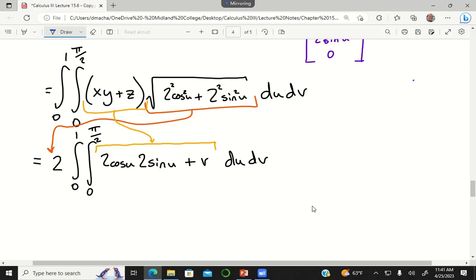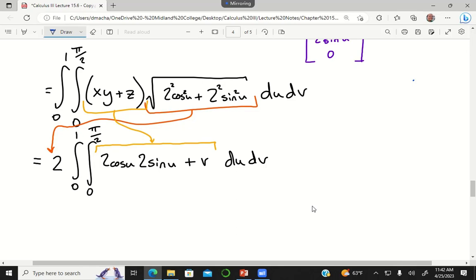All it is, you can take out the 2, it would just be cosine times sine. You just double up. Or, since we have a 2 in there, what I suggested is sine 2u over 2. And then we just have sine 2u.